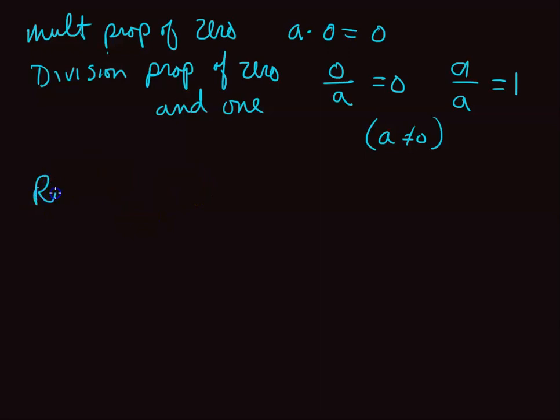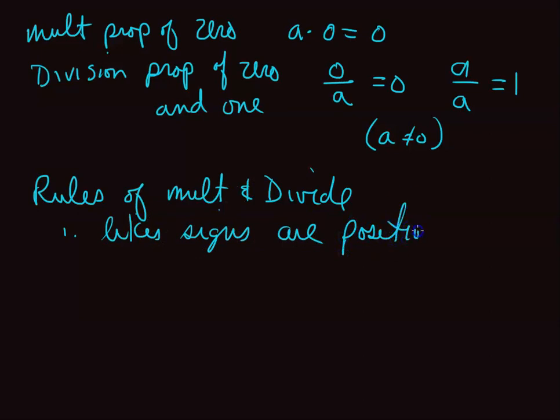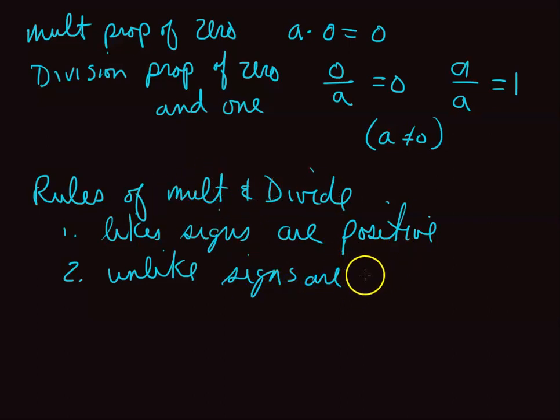What are the rules of multiplying and dividing? Like signs? When you multiply or divide and they have like signs, they are positive, right? And unlike signs, one is positive, one is negative, that product or quotient is negative.